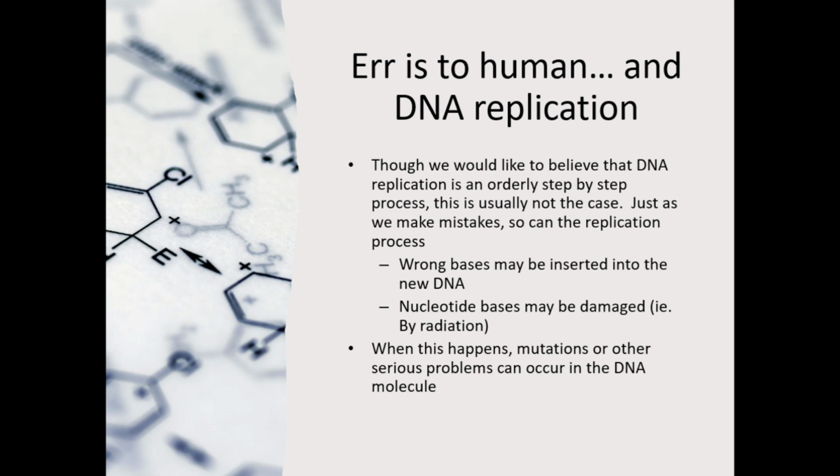Though we would like to believe that DNA replication is a very precise step-by-step process, this is usually not the case. Just as we make mistakes, the DNA replication process can also make mistakes, in the form of wrong bases being inserted in the new DNA molecule. Nucleotide bases may be damaged by radiation, for example. When this happens, mutations or other serious problems can occur in the DNA molecule.